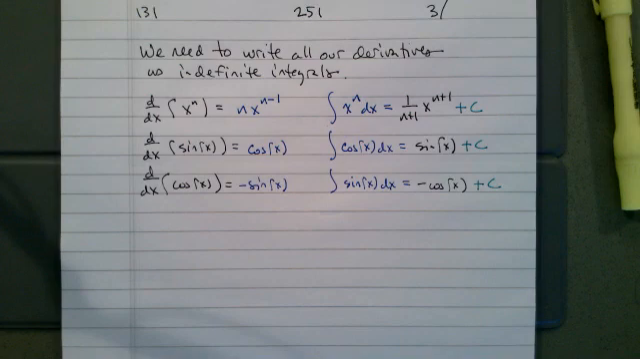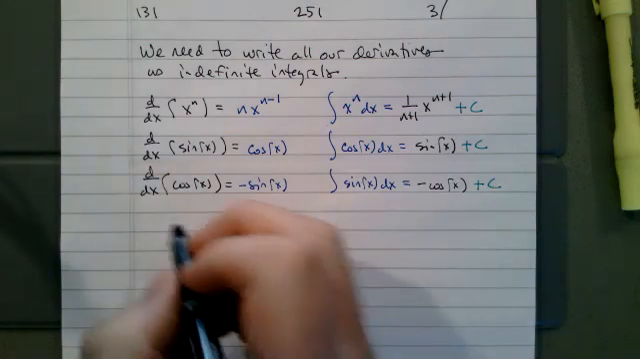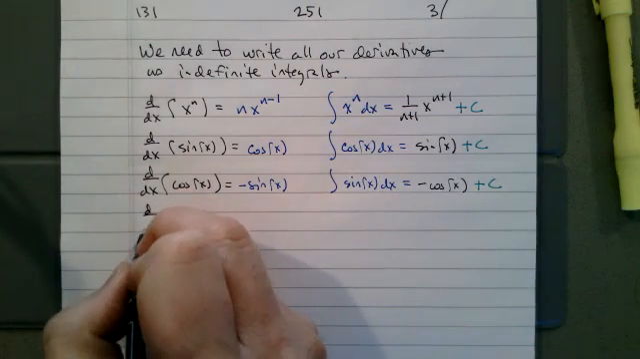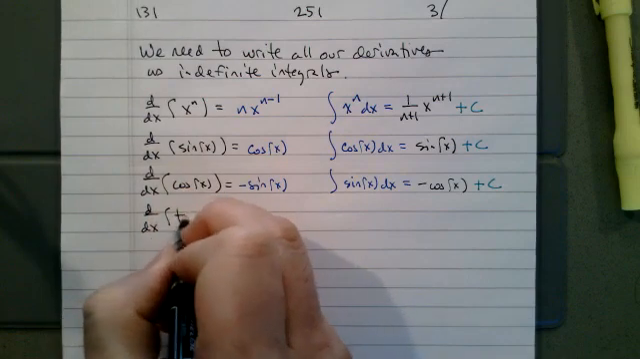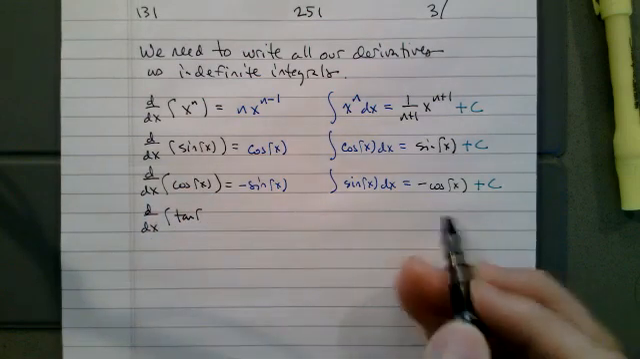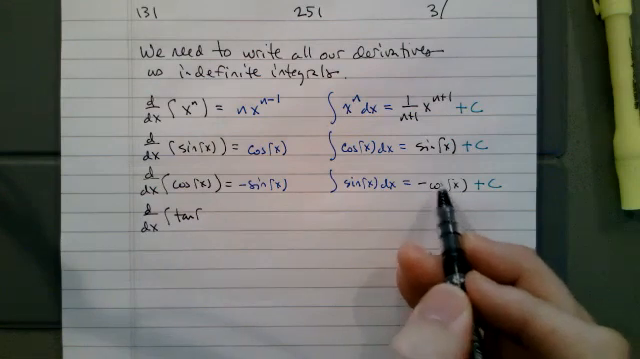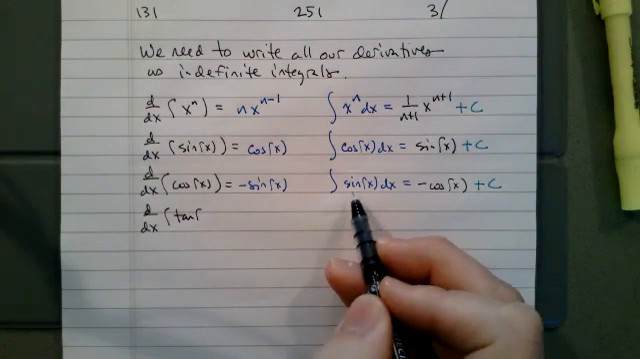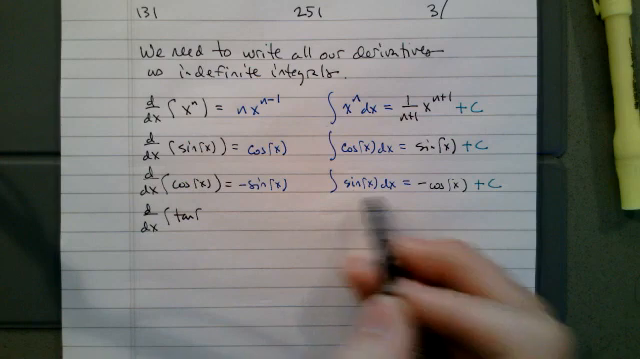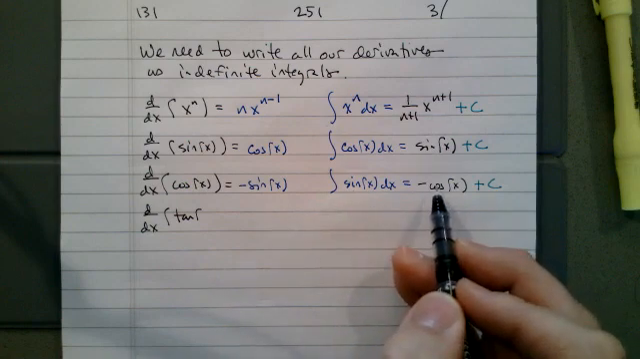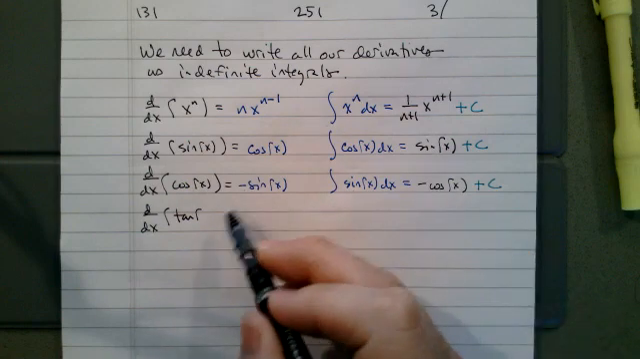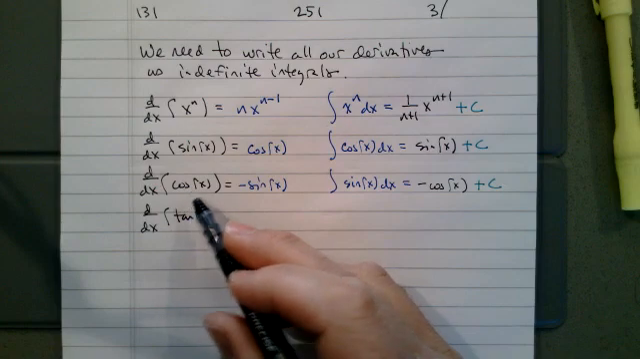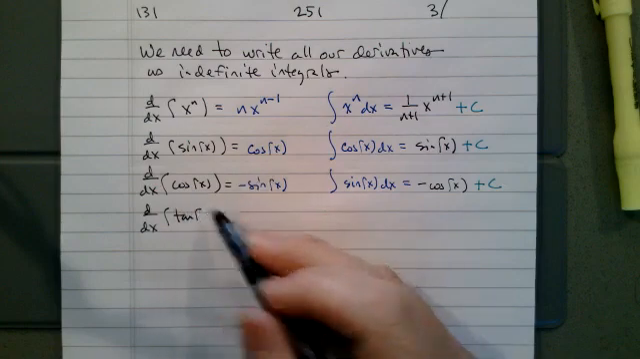Any questions? We have to do all of them, everything that we know about derivatives. Is it negative cosine or is it cosine? Negative cosine, because the derivative of cosine is negative sine, so the integral of regular sine is negative cosine. The integral of negative sine is positive cosine, so we move the negative back and forth.